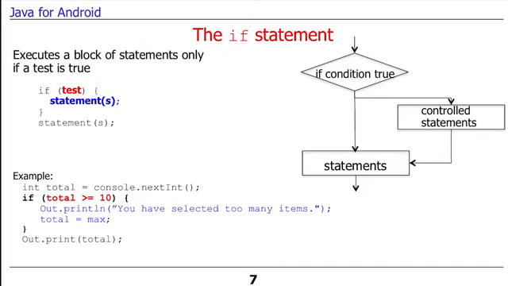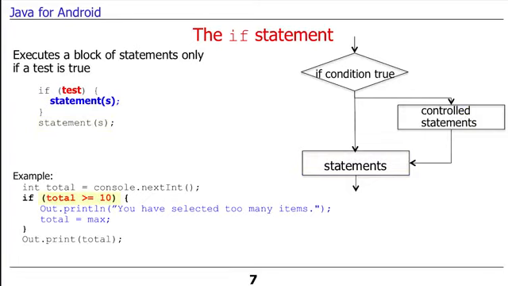To handle the types of choices we've just talked about, Java uses the if statement. The simplest form is shown here. The diagram on the right illustrates the idea. If some test is true, the controlled statements, the ones in blue boxes, are executed. Otherwise, they are bypassed. In either case, the statements not controlled by the test are executed.